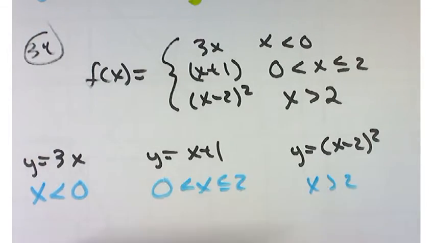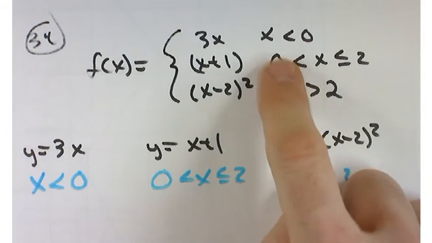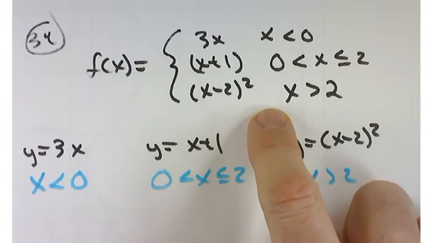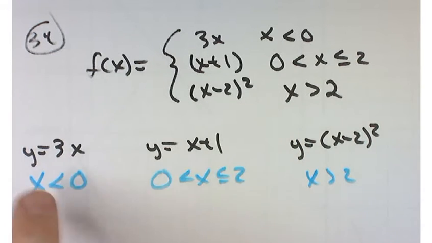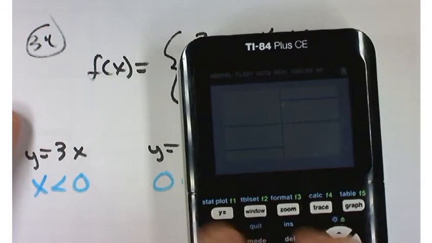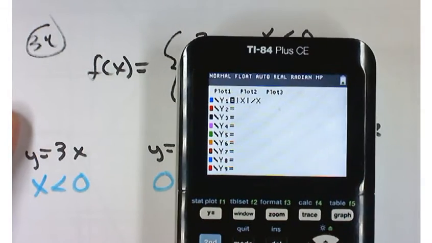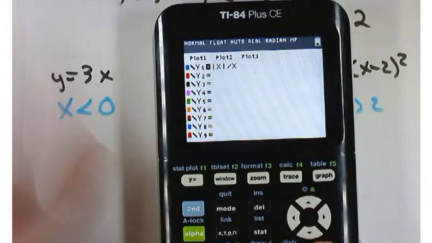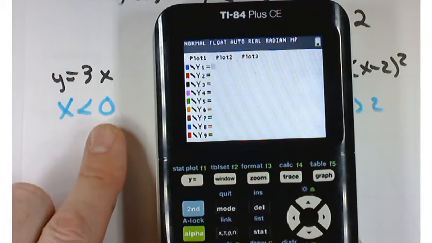Okay, so our goal is to input a piecewise function like this into our calculators and have it graph. That really represents three different types of functions with restrictions on their domain. So start by going to the y equals key and clearing out anything that's there. The first thing I want to clear out, and I'm going to replace it with a 3x.